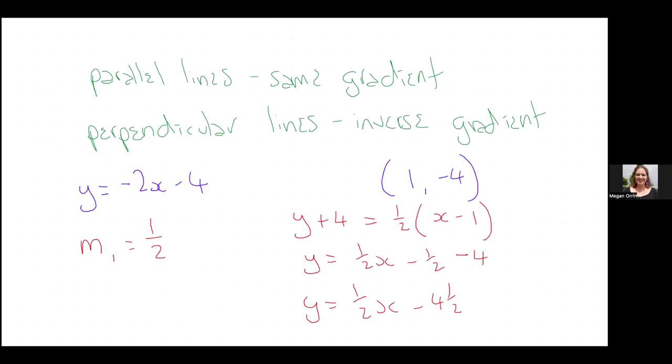Okay, not everyone is looking at me like that was okay. I know I did that quickly. Which bit do I need to go over? So here I expanded my brackets, right, which is this bit, and then my negative 4 came over here. My positive 4 became negative 4, right? And then I just put this bit together. Are we okay with that? Okay, so parallel lines have the same gradient. Perpendicular lines have inverse gradients.